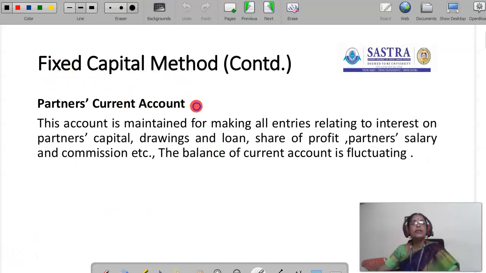The second account which should be opened under the fixed capital method is partner's current account. This account is maintained for making all entries relating to interest on partner's capital, drawings and loan, share of profit, partner's salary and commission. The balance of current account is fluctuating. See, under the fixed capital method, capital account is static and current account is fluctuating.